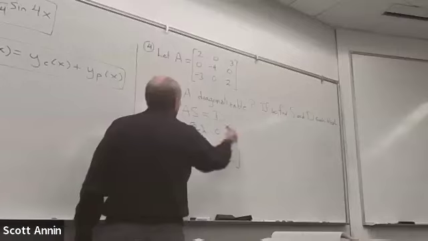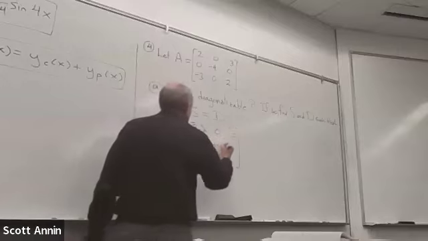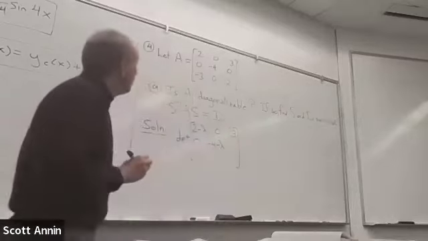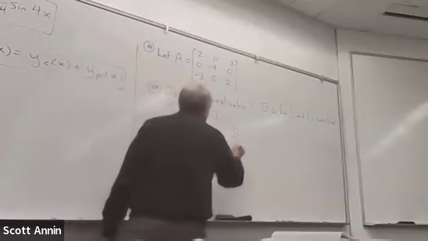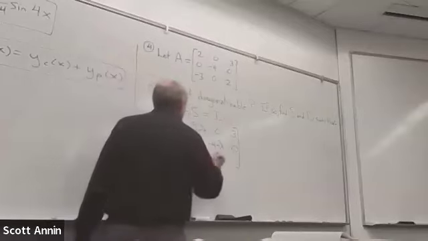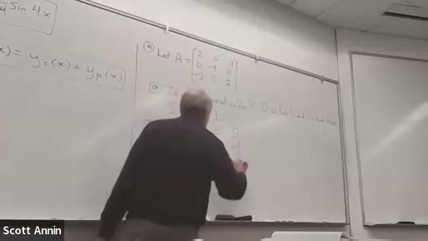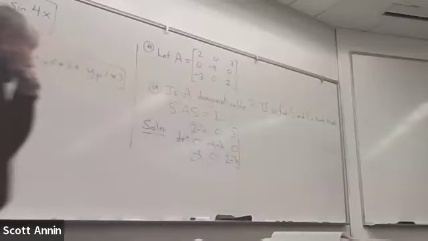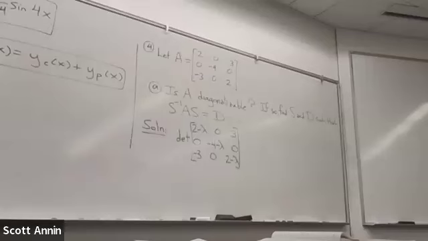So 2 minus lambda, 0, and 3. And then the second row is 0, negative 4 minus lambda, and 0. And then we have negative 3 and 0 and 2 minus lambda. Okay.